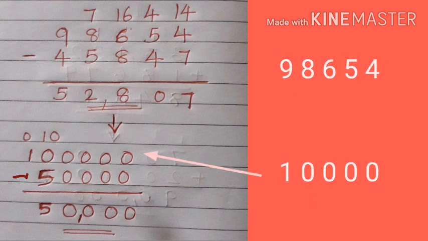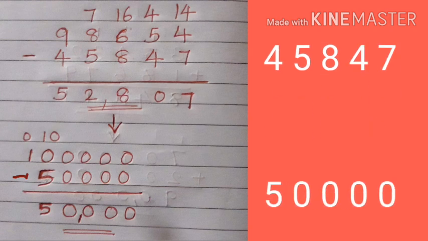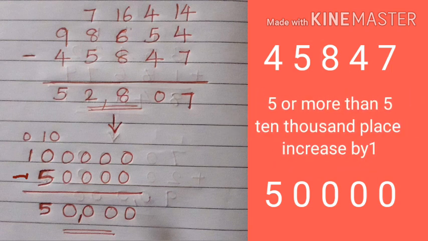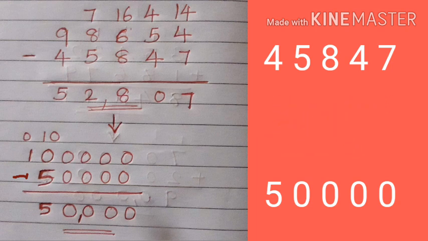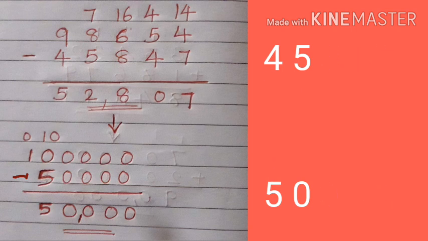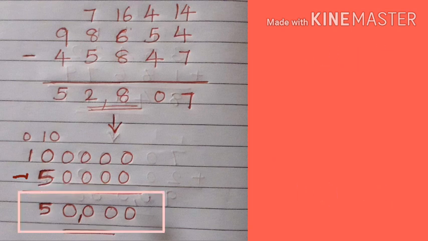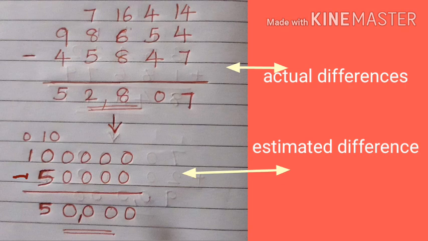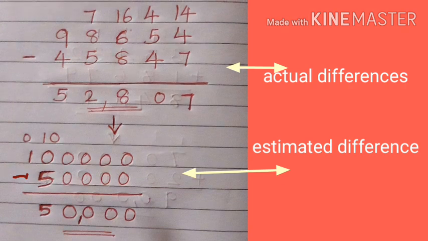And the second number, 45,847. Rounding the number in the 10,000s place, we look at the thousands place. Here the thousands place is 5. 5 or more than 5, increase the digit at the 10,000s place by 1. So 4 becomes 5. The remaining places are 0. We get 50,000. Then subtract these numbers, we get 50,000. So the actual difference is 52,807 and the estimated difference is 50,000.